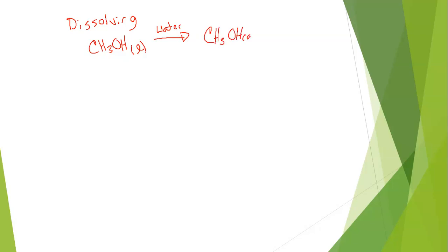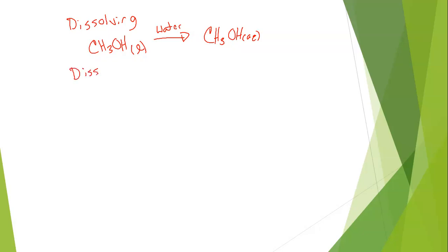So just to recap, we have dissolving. An example is methanol. It's going to be in a liquid state at room temperature. When you mix it into water, it becomes this. It stays together because it's a molecular compound. Remember that from bonding, molecular compound.